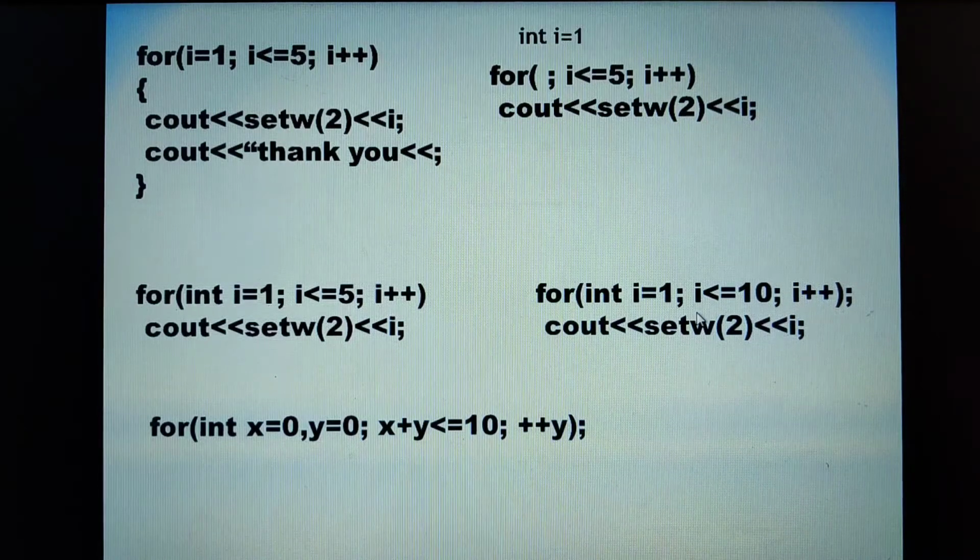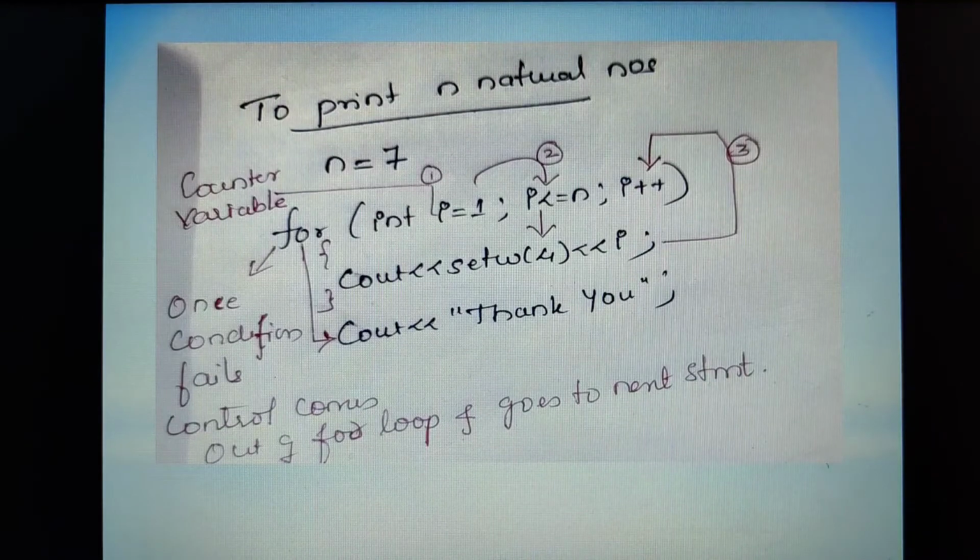Now coming to one of the programming examples of the for loop, that is to print the n natural numbers. Here I have written only the logic, and I will be explaining how exactly the for loop works. See here, I am initializing the n value with 7. I have asked the user to enter the number, and the user has entered 7, so I am assuming 7 to be the value of n.